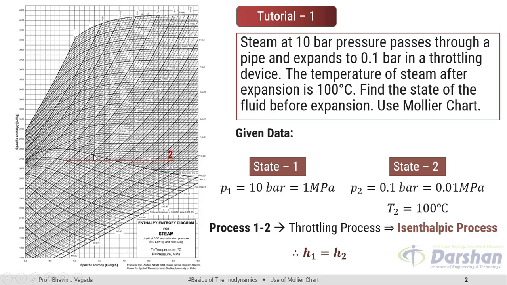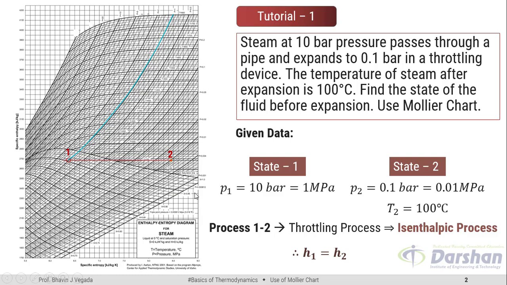Now we have two properties at state 1. One is the enthalpy and the other one is the pressure, that is 1 megapascal. So we can plot the constant pressure line of 1 megapascal, and where these two lines intersect, that is our point 1. Once you mark a point, you can find out the rest of the properties at that point. Here at point 1, on the x-axis you can find the specific entropy, and on the y-axis you can find the enthalpy.